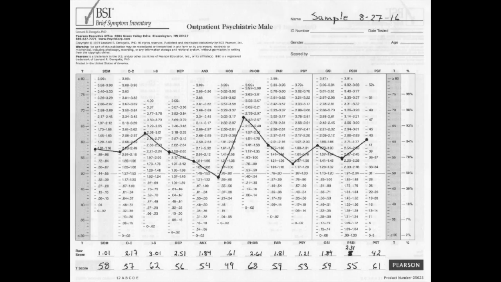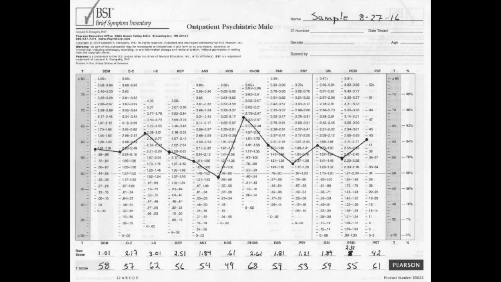HOS jumps up to 68. Yep, still high after standardization. Then PHOB 61, PR 59, PSY 53, and the global T-scores, GSI is 59, PSDI is 55, and PST is 61. Comparing those to the average of 50, which ones really stand out as elevated here?